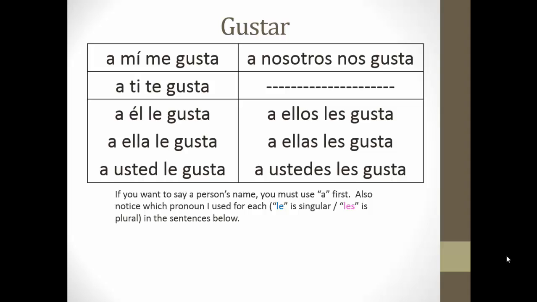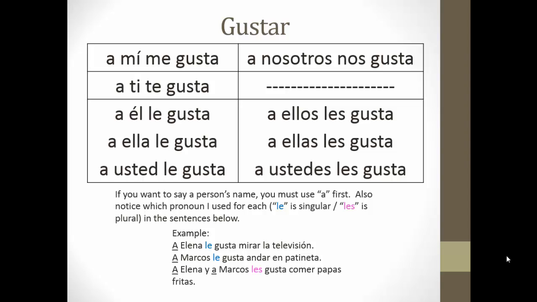If you want to say a person's name, you must use the a first as well. Also, notice which pronoun I used for each in the sentences below. Le is for singular and les is for plural in those sentences. So, for example, if I want to say Elena, specifically say her name, that she likes something, then I have to say a Elena le gusta mirar la televisión.